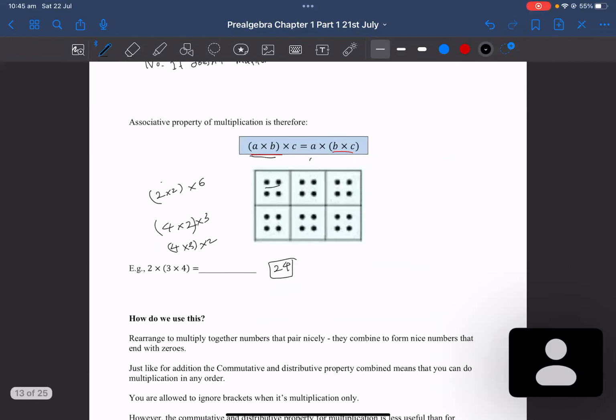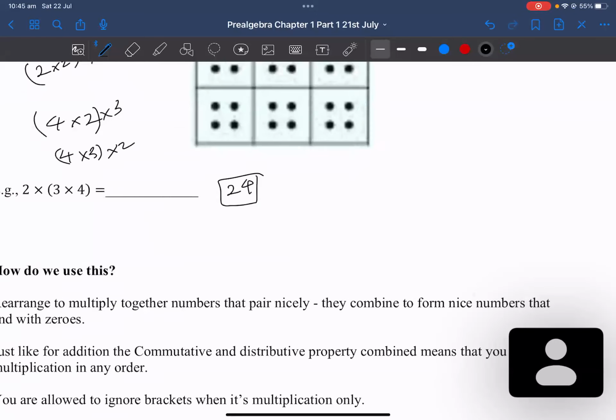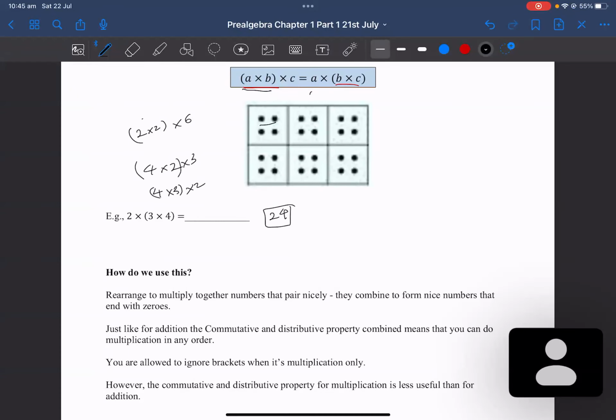So again, just like addition, we need to figure out how to use these properties. The way we use this property is we rearrange to multiply together numbers that pair nicely.